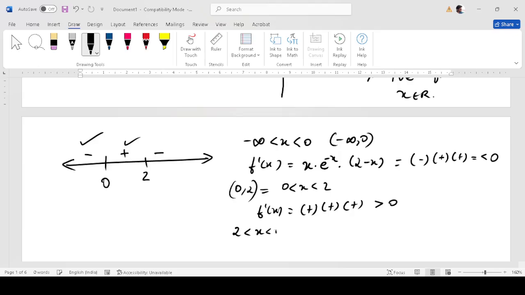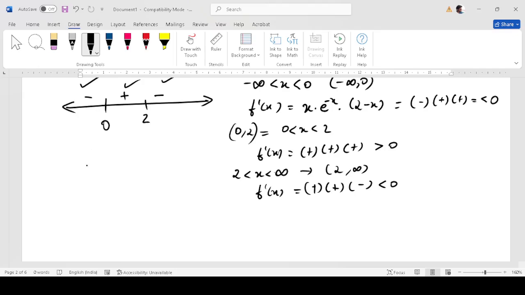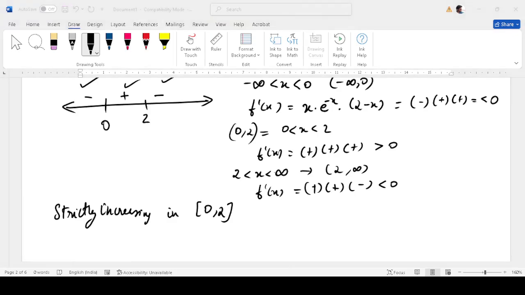Now 2 less than x less than infinity, which is nothing but the interval 2 comma infinity. In this particular interval, x is going to be positive, e power minus x again positive, only the last bracket would be negative, so that is less than 0. So here it would be decreasing. So from this, by checking both the wavy curve and the manual method, what we can say is that it is strictly increasing in the interval 0 comma 2. That's all.